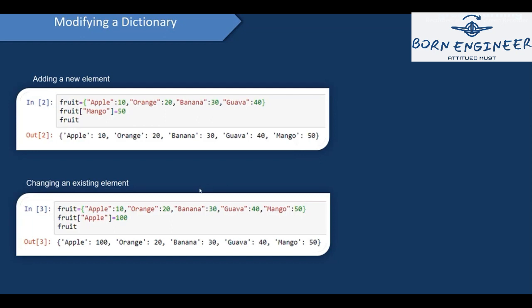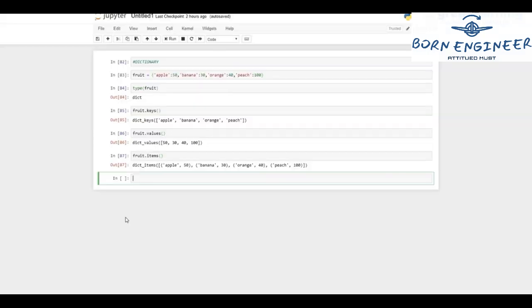Similarly, if we have to change an existing element, over here the initial value of apple was 10, and I want to change that value from 10 to 100. So over here I am assigning the value for apple to be 100 and we see that this has been changed from 10 to 100. So let me go ahead and modify this dictionary.